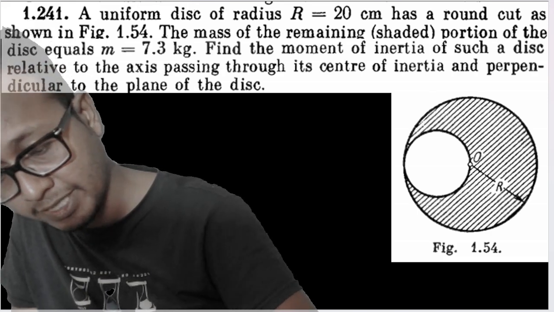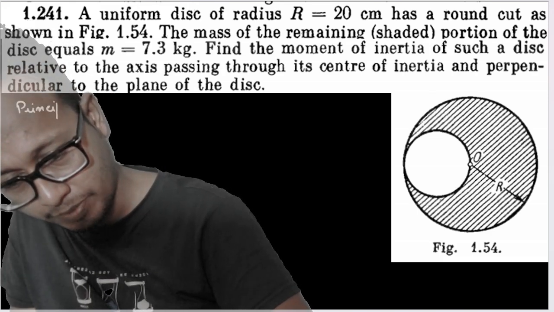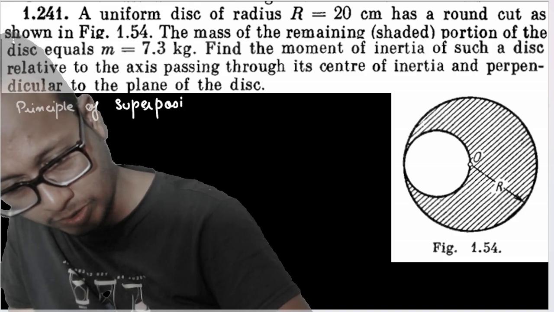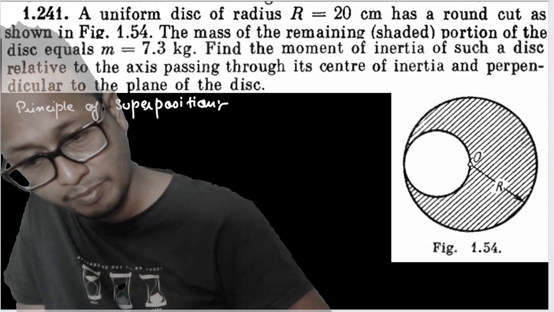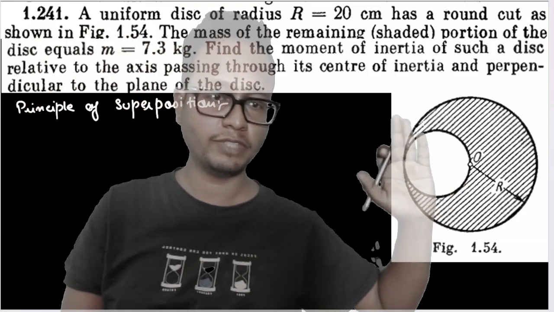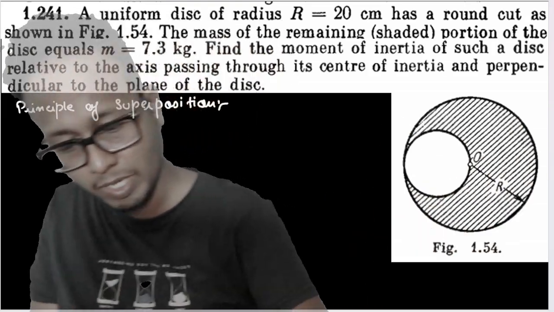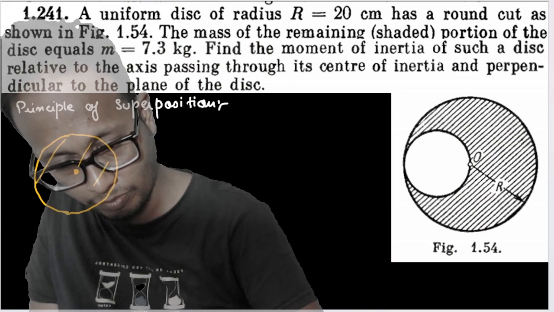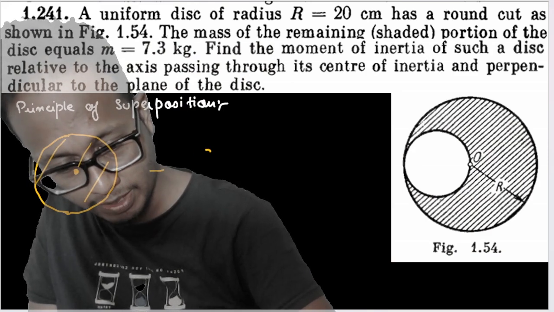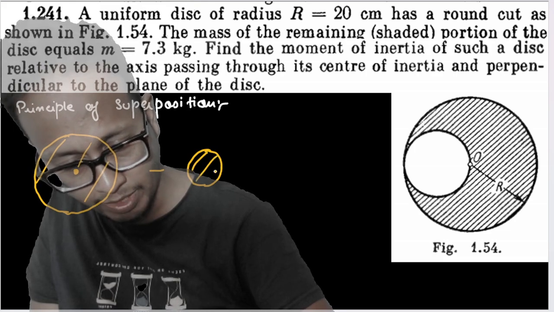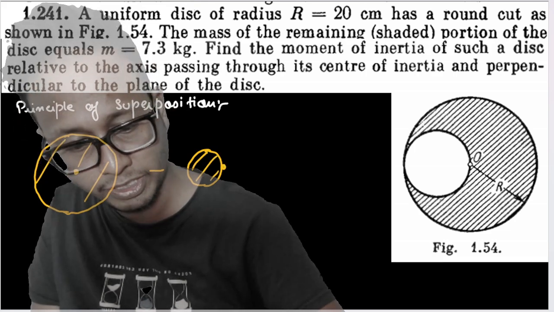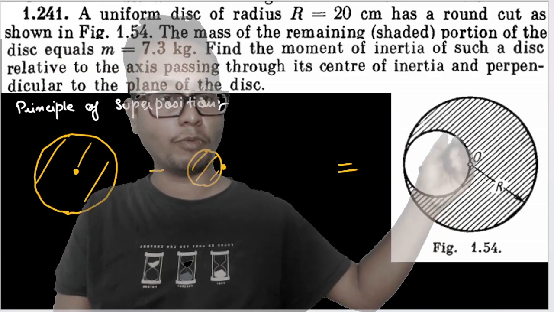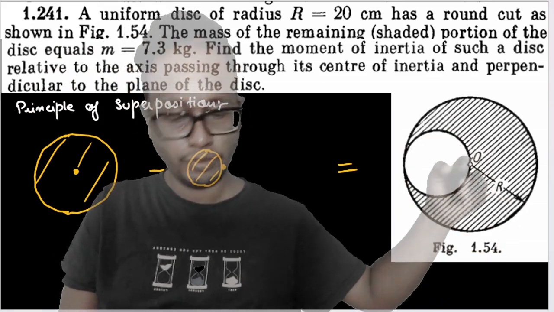What does the principle of superposition say? It says that the moment of inertia of this entire object is nothing but the moment of inertia of the completed disk about point O, minus the moment of inertia of the empty part, assuming it is filled, about point O. That gives the moment of inertia of this shape about point O. My first step is finding the moment of inertia of this entire thing about point O.